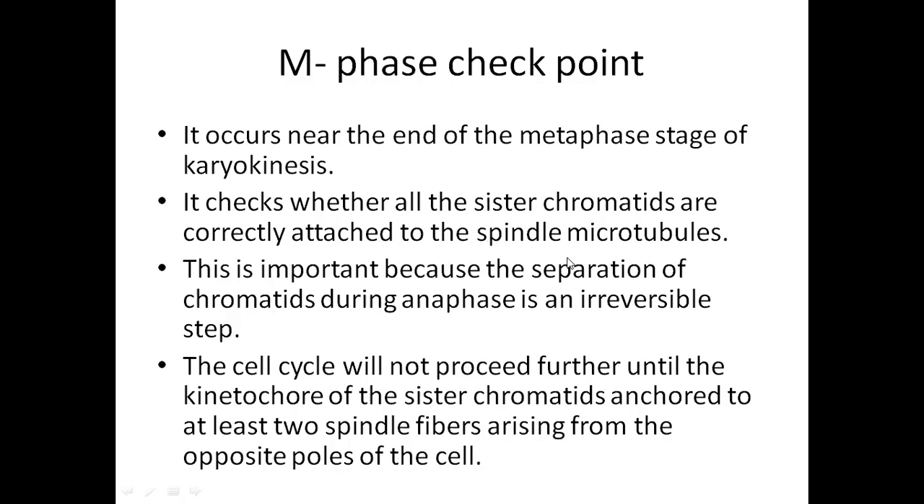because alignment of the chromosomes and attachment of the kinetochores to the spindle fibers is a very important process that occurs during metaphase. If there is any mistake, the cell may result in wrong cell division. And you also know that chromatid separation during anaphase is an irreversible step. Because of that, this stage is very, very important.